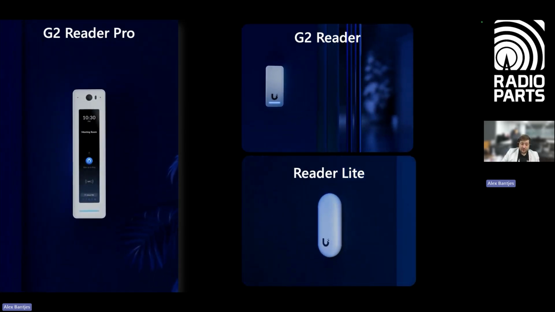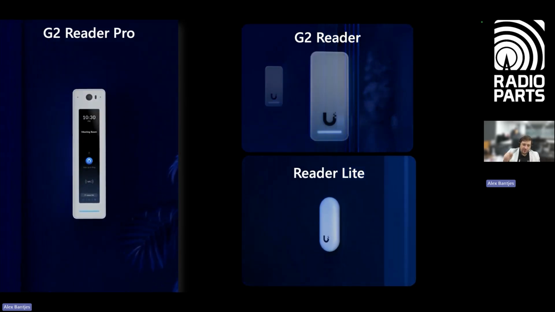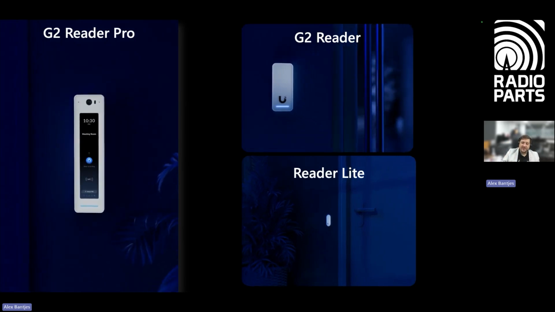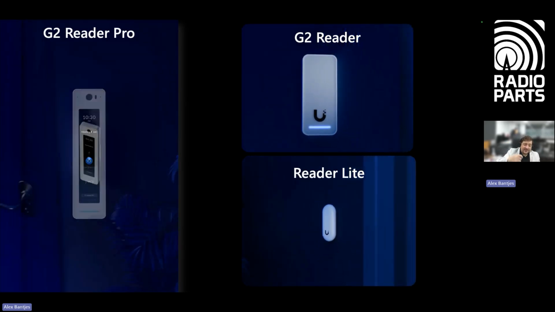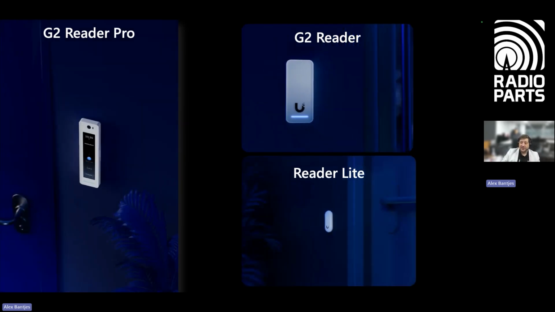The reader light and the G2 reader are perfect for that, because you don't need to have that person have a full screen to type in PIN codes, etc. You just want them to have an NFC tag, tag in, open the door, and get in. It's perfect for scenarios like that.